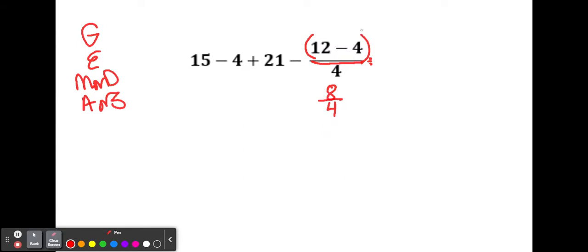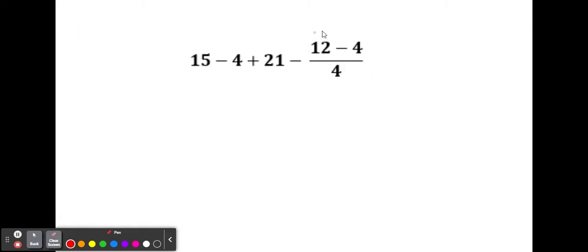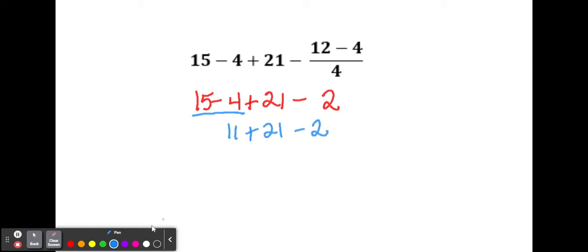So since I've simplified this to a 2, I'm going to make this 2 right here, and then I'm going to copy down the rest of my problem. So it's important, now that you're going to have much longer expressions, to do one step at a time. One step at a time and copy down the rest of the problem. So now I have subtraction to do because it comes first in the problem. Left to right, one step at a time.